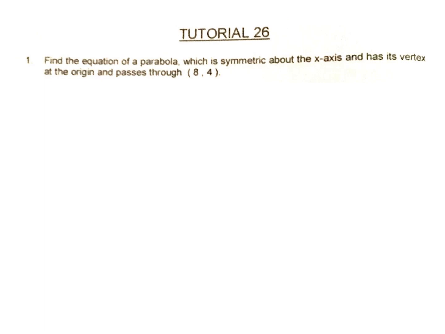Okay, so for this question, given is: find the equation of the parabola which is symmetric about the x-axis and has its vertex at the origin. So this is (0, 0), and it passes through the point (8, 4). You may try to sketch the shape of the parabola.